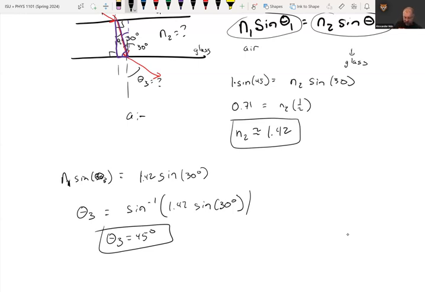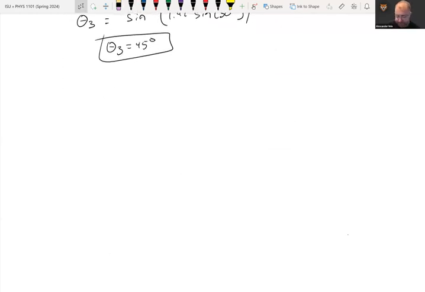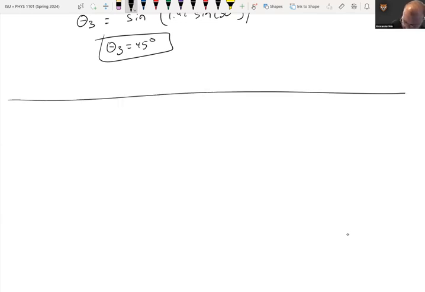I want to go through a couple of other problems conceptually. One other conceptual problem, and then we'll get into total internal reflection, which is more mathematically oriented. Okay, so I want to talk about a prism right now. So Snell's law and prism.